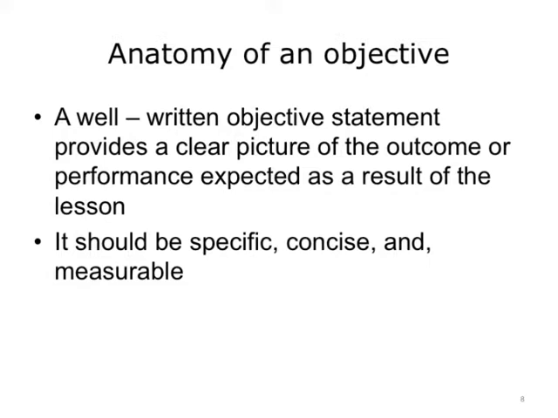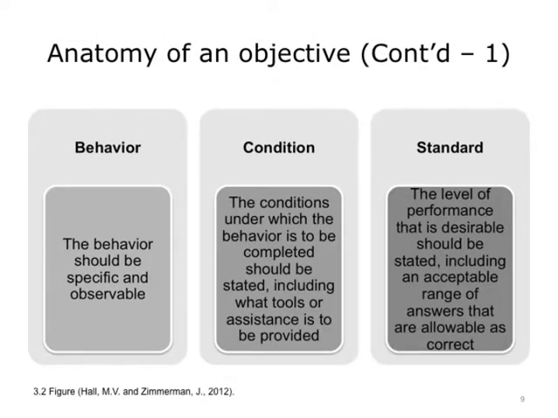Let's focus in on how an objective is constructed. A well-written objective statement provides a clear picture of the outcome or performance expected as a result of the lesson. It should be specific, concise, and measurable. An objective statement has 3 parts: the behavior, the condition, and the standard. The behavior describes what the students will be able to do, and verbs that are specific and observable should be used. The condition under which the behavior is to be completed should be stated, including what tools or assistance is to be provided, and the standard indicates the level of performance that is desirable, including an acceptable range of answers that are allowable as correct.